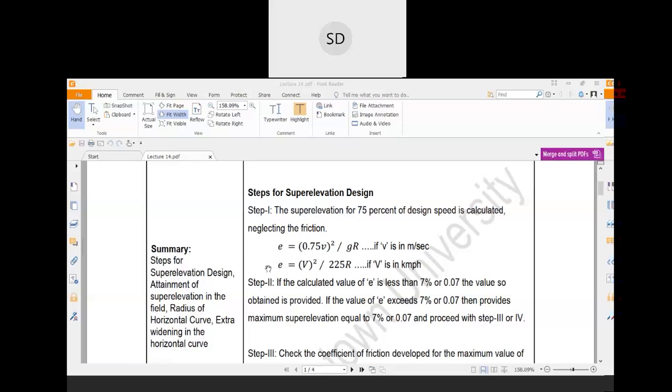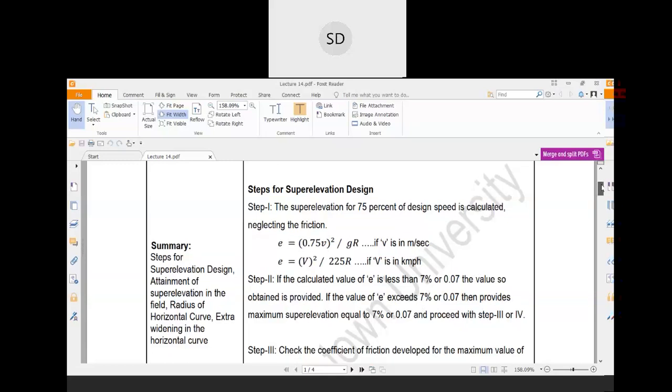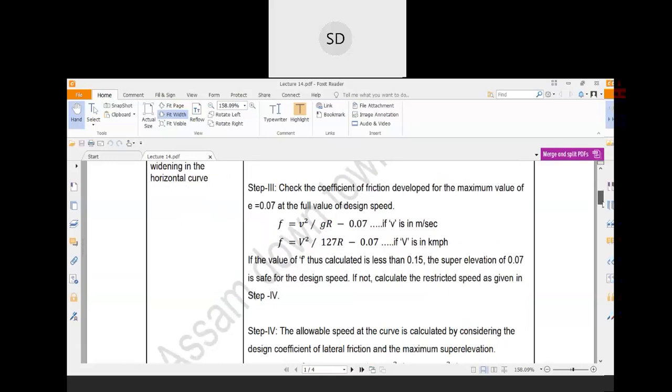So you are getting an e value of 0.08 for step one. Basically the e value should not be more than 0.07. So for that reason you have to go to step 2. Step 2 is to check whether that value is more than 0.07 or not. Yes, it is more than 0.07. So now go to step 3. In step 3 you have to find the value of f considering the e value as 0.07. You can directly use this formula to find it.